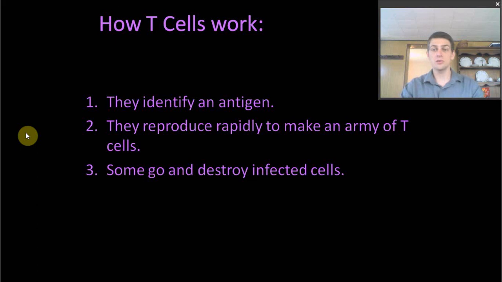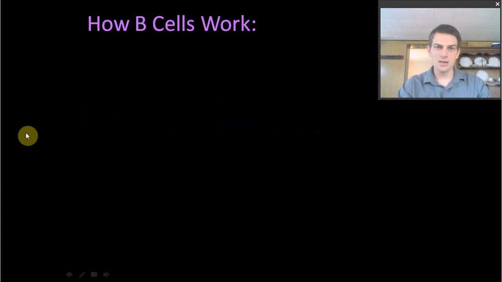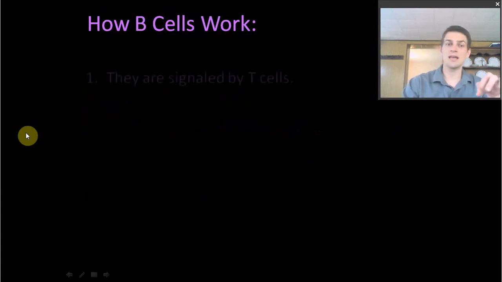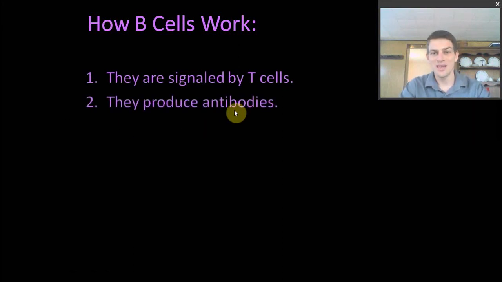So some of the T cells go and destroy cells that are infected by the pathogens, but other T cells will go and signal B cells. So T and B, make sure you have those two straight. The T cells recognize the antigen, and they'll reproduce, go destroy some of the infected cells, and then some of them will go and find B cells. Now B cells, the way I remember this is B cells make antibodies. So they produce antibodies. Notice there's a B in antibodies and a B in B cells, so there's your little memory trick right there. Now you can never forget it.